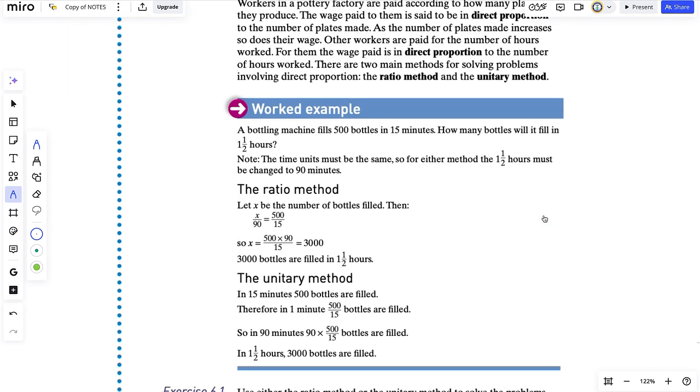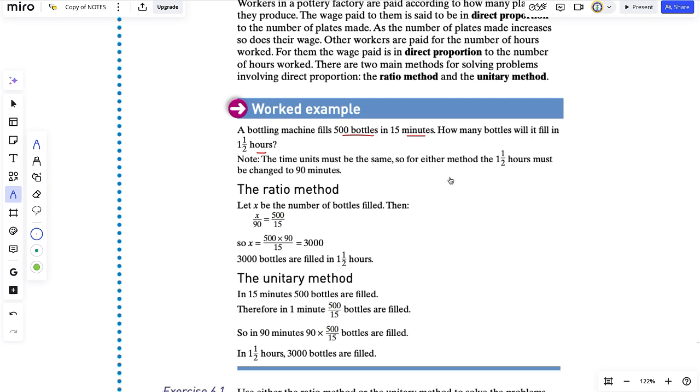Now let's take a look at a real example. A bottling machine fills 500 bottles in 15 minutes. How many bottles will it fill in 1.5 hours? Here there are two methods of doing direct proportion. One is the ratio method, the other one is the unitary method.